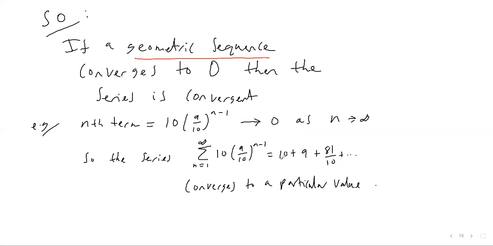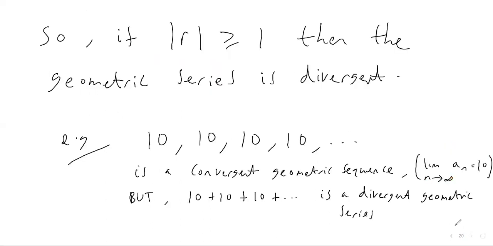So that means the series 10 plus 9 plus 81 over 10, etc., is going to converge to a particular value. We're going to look at how we work out that particular value in the next video, like how you work out the sum of a convergent series up to infinity. Obviously you've got loads and loads of terms here, but what I'm claiming is that the sum of all of these terms is going to give you a number. I'll call this sum S, where S is an actual real number. So when you add up all these numbers infinitely many times, you're going to get a real value.